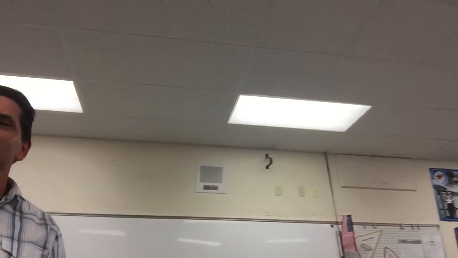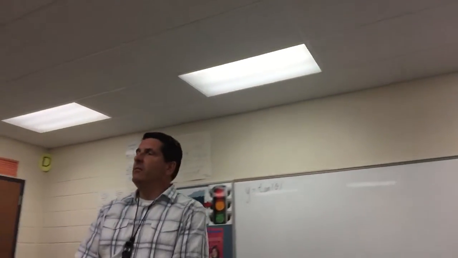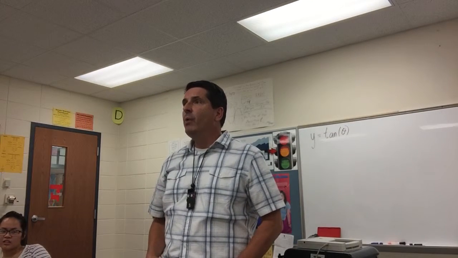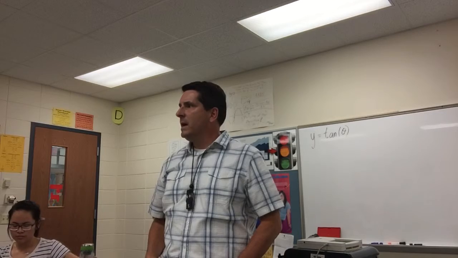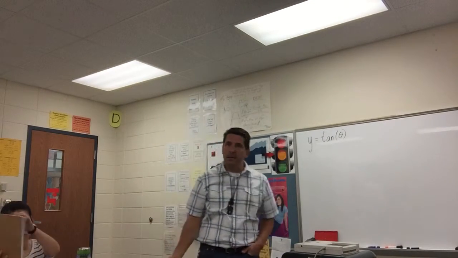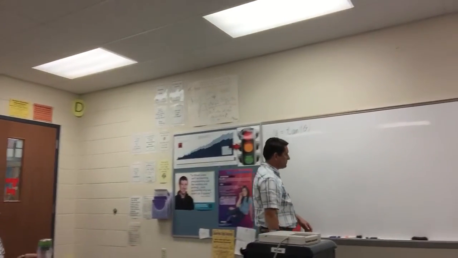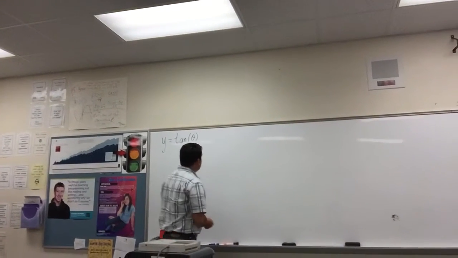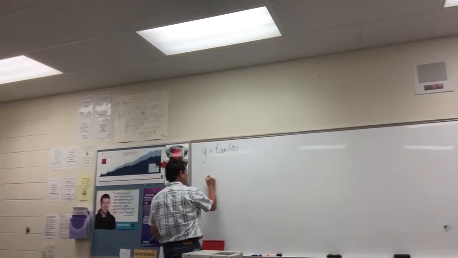All right, so today we know the definition of the tangent is the sine of theta over the cosine of theta. But how does that graph turn into that thing that goes like this? Yesterday we did the sine and the cosine, right? So why does the graph of the tangent look the way that it does? That's what we want to explore today.